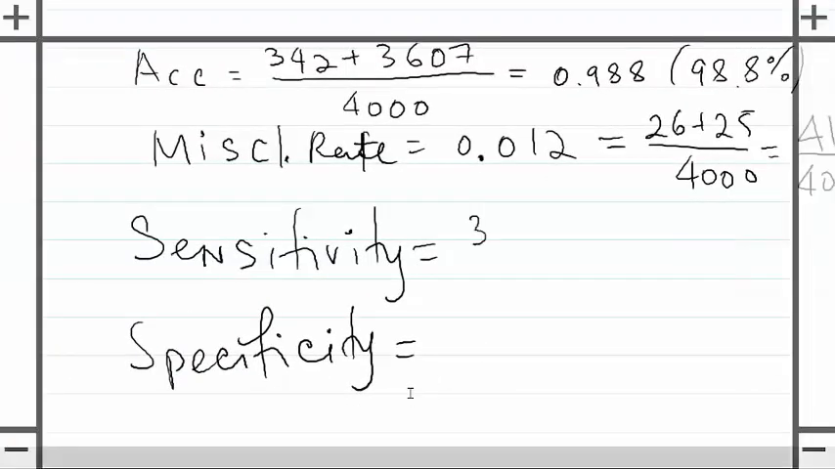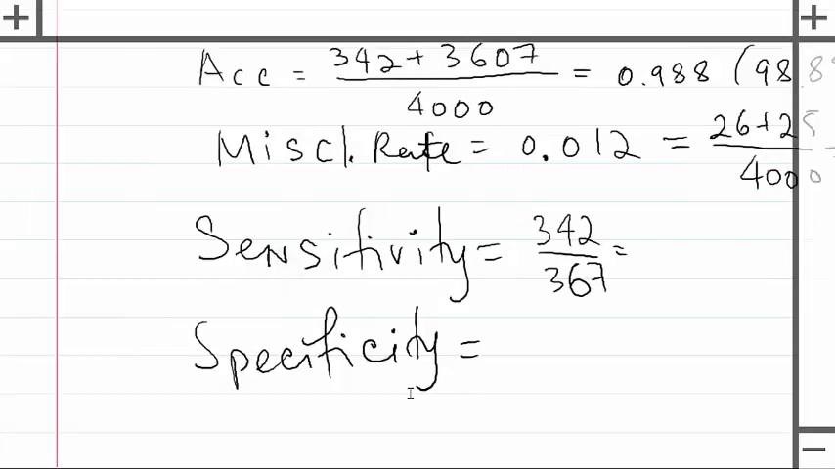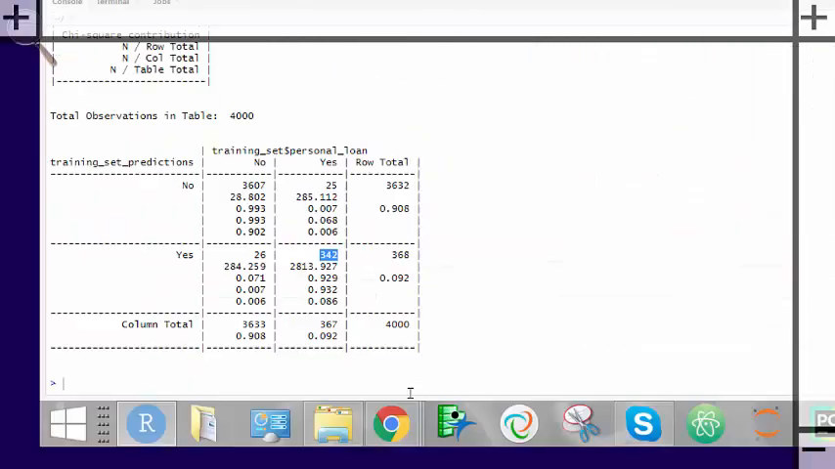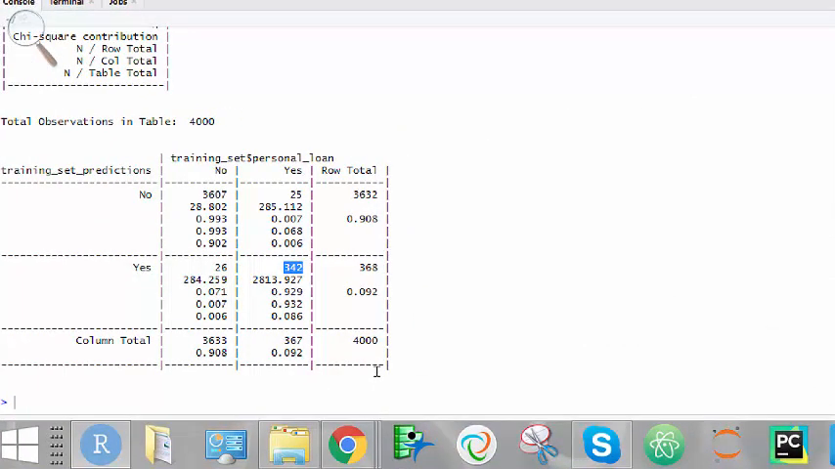So that becomes my sensitivity: 342 divided by 367. Whatever percentage that is, I can easily find out if I go back to my matrix. I'm talking about totals in columns, it's all done in columns. So yeses, 367, that's my column total, and that would be n divided by column total, which is the fourth number from the top or second from the bottom. So this one right here.